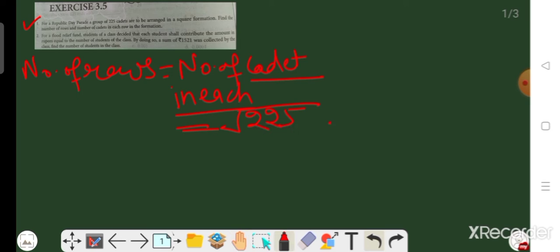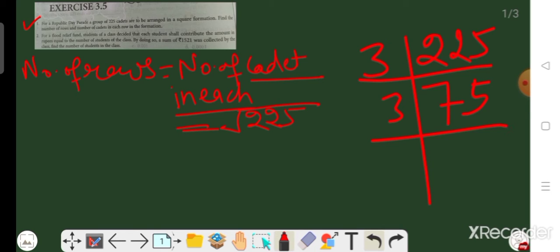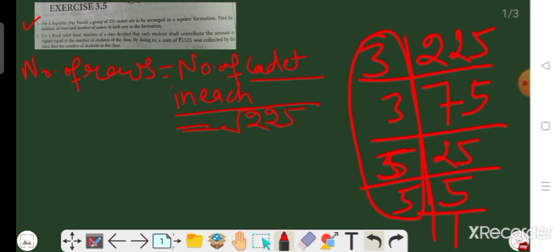You can find the square root by whichever method you like. We will do it by prime factorization. 225 is divisible by 3, this will become 75, and that is divisible by 3 again, this will become 25. After that it will be divisible by 5 and this will become its prime factorization. So this is equal to under root of 3 multiplied by 3 multiplied by 5 multiplied by 5.